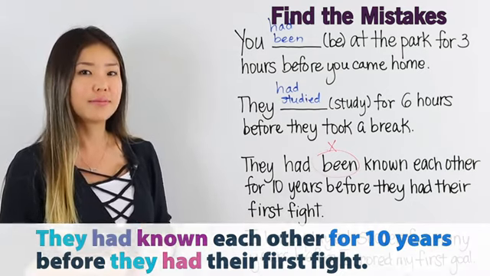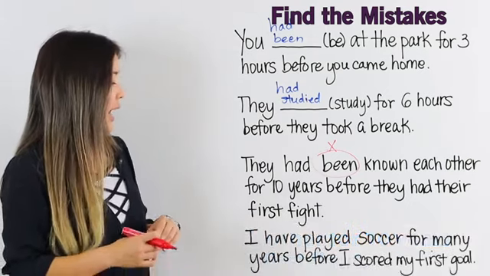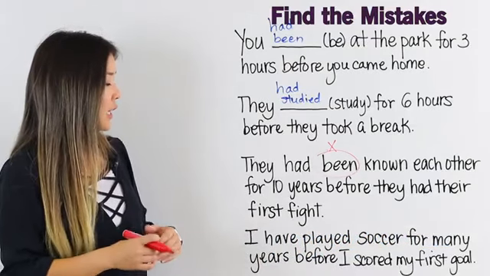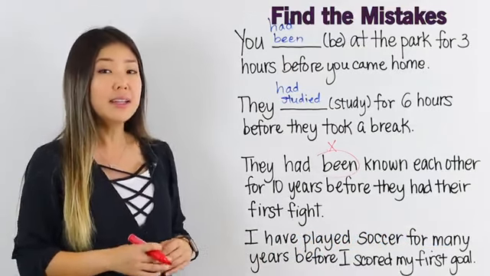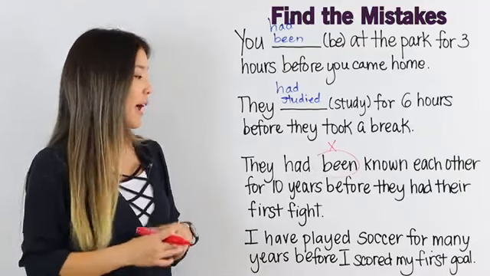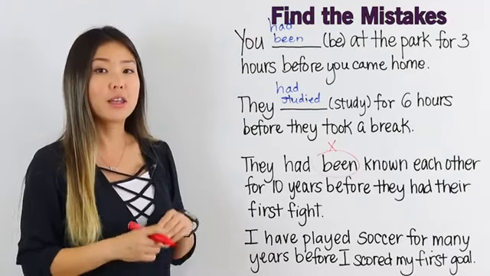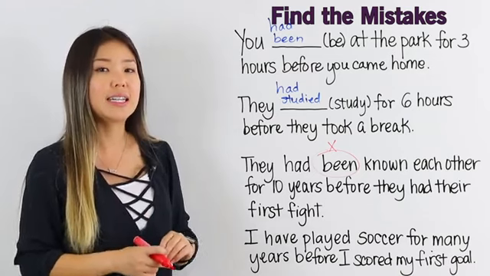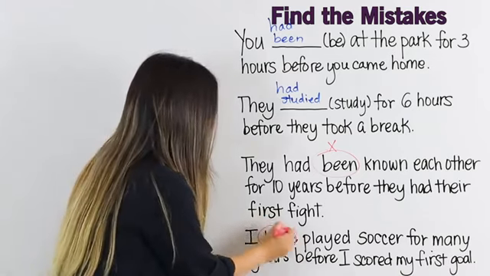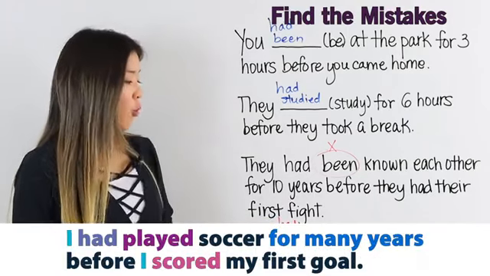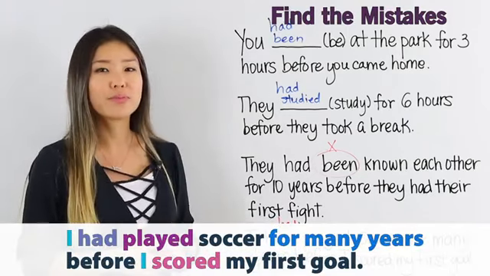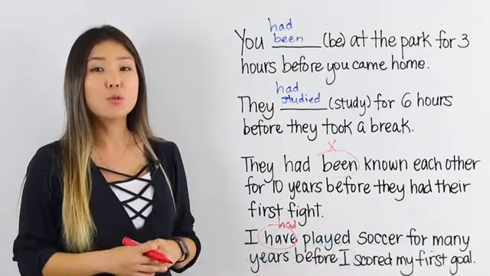The next sentence says, I have played soccer for many years before I scored my first goal. This sentence doesn't look wrong at first, but remember, in the past perfect tense, we need to say had. I had played soccer for many years before I scored my first goal. Good job, everybody. Let's move on.